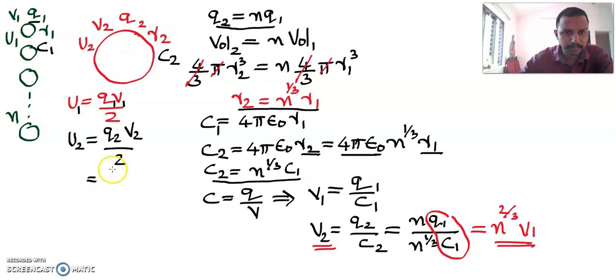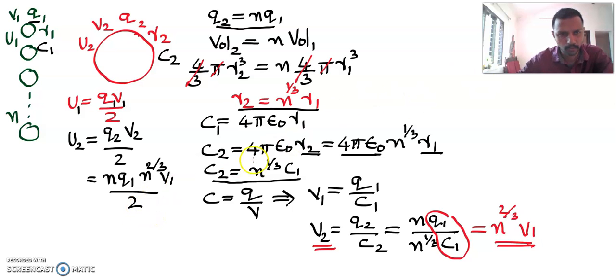Then let's substitute for Q2. What is Q2? We know Q2 is equal to nQ1. Therefore, instead of this Q2, I am writing nQ1. Then we have to substitute for V2. What is V2? V2 is equal to n raised to 2 by 3 V1. Therefore, if I am substituting for V2, we could write n raised to 2 by 3 V1, and we have to write this 2 also.